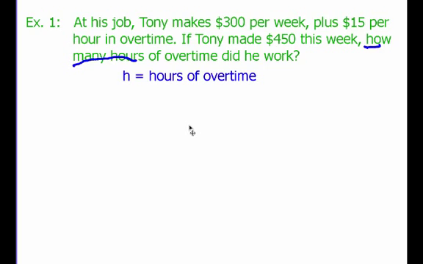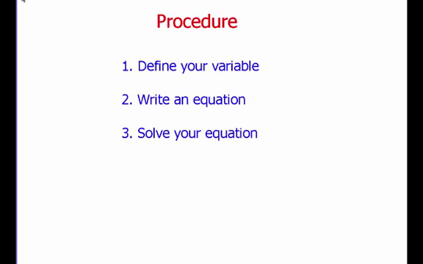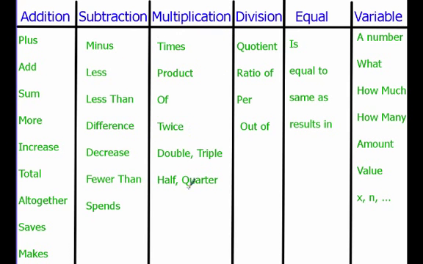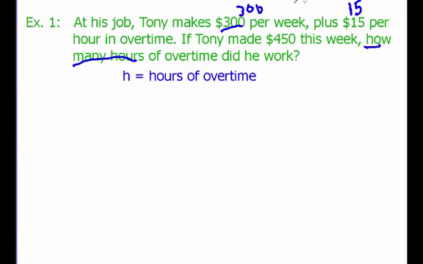So now we need to write ourselves an equation. When we write our equation, we want to take what we're given up here and turn it into math symbols. So we know we have $300 per week, and he's only going to be working 1 week, so that's just going to be $300. And then he's making $15 per hour. And if we go back to our chart, we see that per, well, actually, this has it in division, but that's actually the wrong place. That should be over here in multiplication. Because if we see $15 per hour, that's 15 times the number of hours.